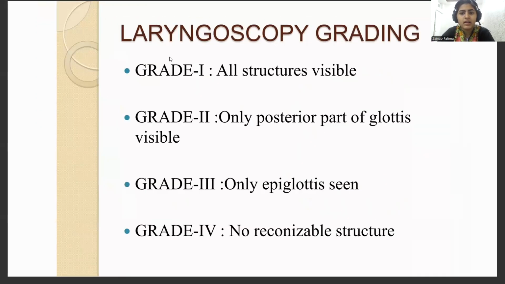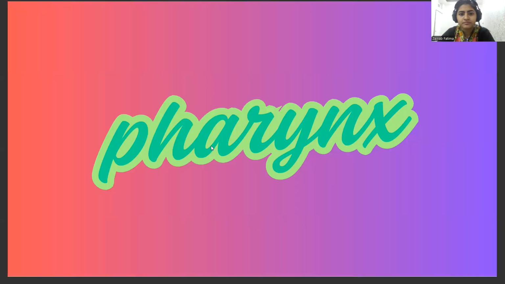Now we'll go to laryngoscopy grading. First we'll go to grade 1. All the structures visible. Grade 2, only the posterior part of the epiglottis visible. Grade 3, only the epiglottis seen. Grade 4, no recognizable structure.